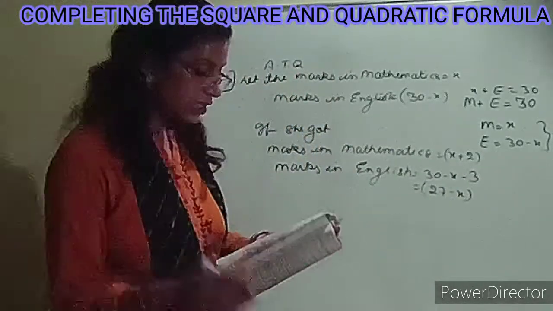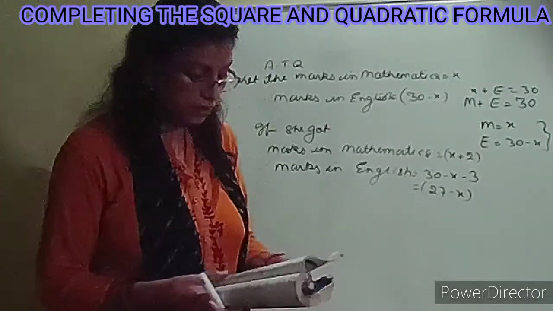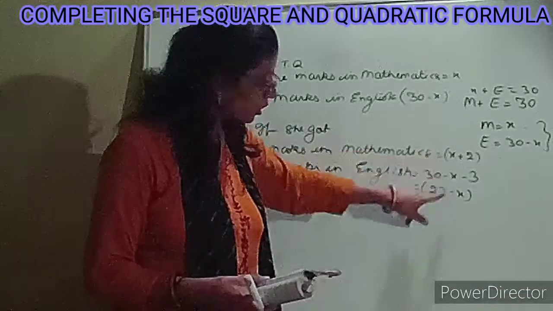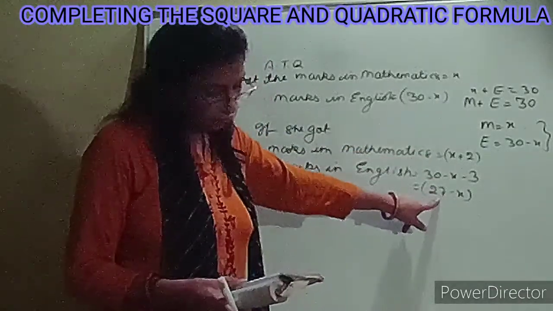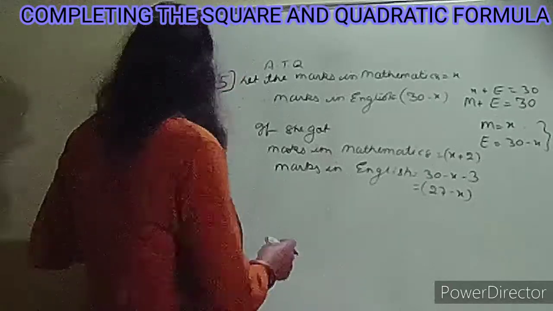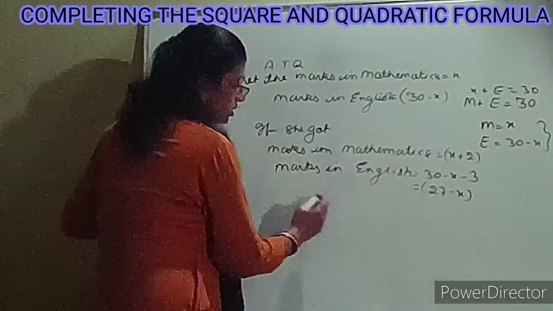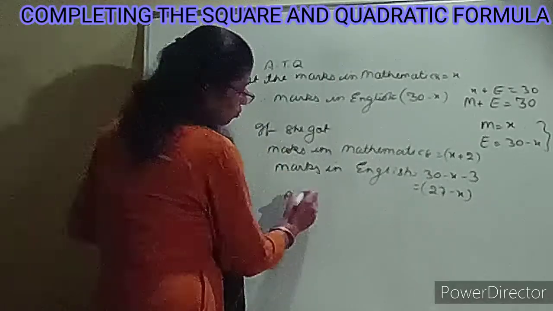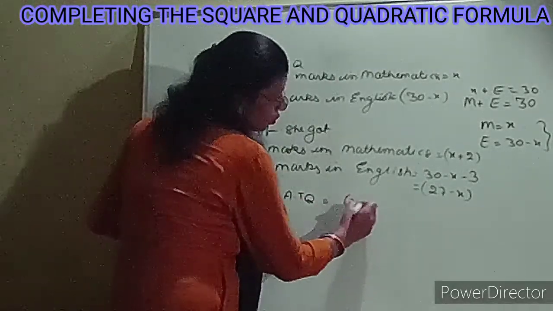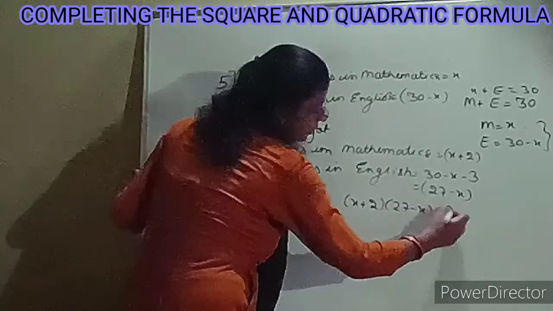Okay, so had she got 2 marks more in mathematics and 3 marks less in English, the product of their marks would be 210. Find the marks in both the different subjects. In both the subjects you have to find the marks. So what is the product? So according to the question it is given to you, product of their marks is 210.